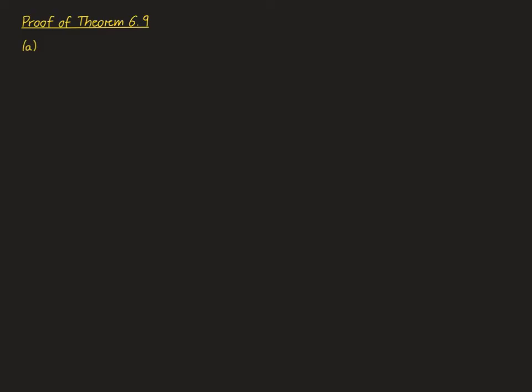So let's look at the proof of Theorem 6.9, beginning with part A. Let x be any vector in the null space of A star. By definition, this is equivalent to saying that A star x equals 0. This, in turn, is equivalent to the inner product of A star x with y being equal to 0 for all vectors y in C^n.